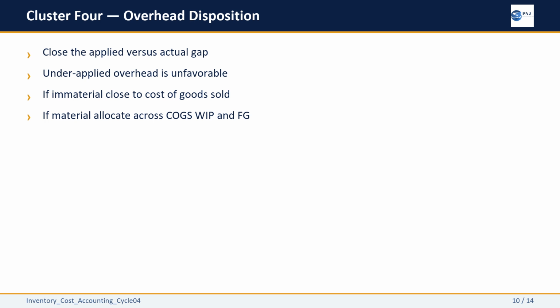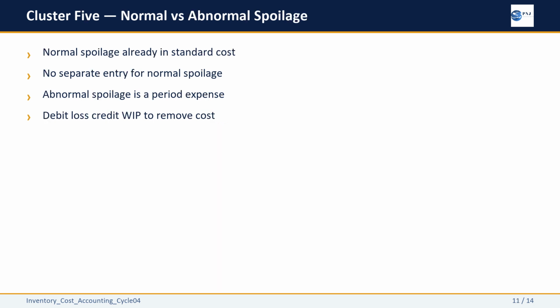Why the distinction? Because a material amount belongs partly to inventory still on hand, and dumping it all into cost of goods sold would distort both your margin and your balance sheet. Not everything that enters production comes out as good product, and how you treat the loss depends on whether it was expected. Entry 12 covers normal spoilage.